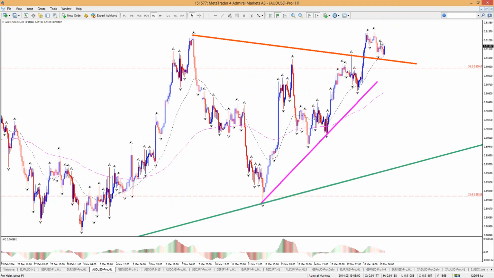AUD/USD did break to the upside and is trending nicely, in fact. Still pretty close to resistance, right? When it broke the orange line, where did it go to? Up to red, the top. And that's the space. That's how you can judge how much space there is.